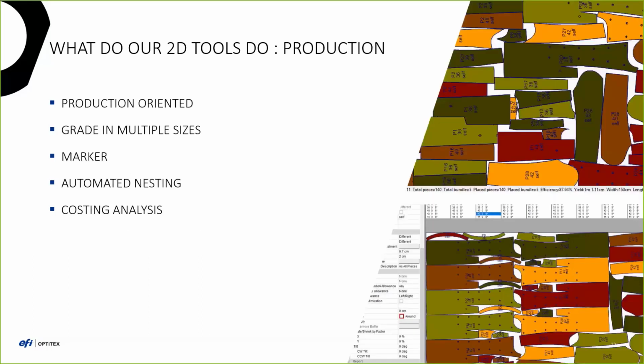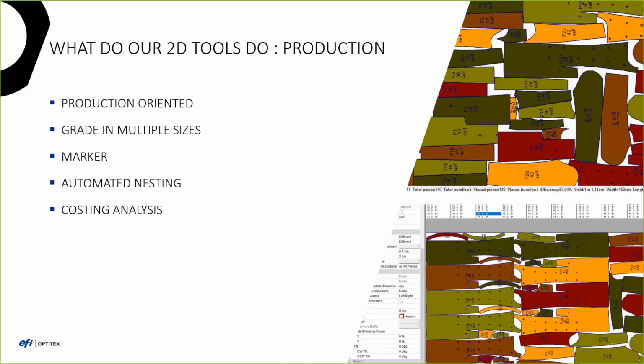From a production standpoint, we are a production-orientated tool as well. All the tools in the system take the pattern from start to finish, from design to cut. We have a wide range of grading functions that makes grading simple and adaptable to any workflow. Marker is a production-ready marker tool to save fabric and improve cut efficiencies in the factory.